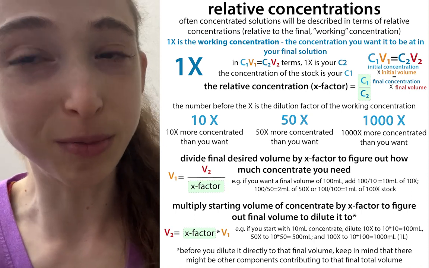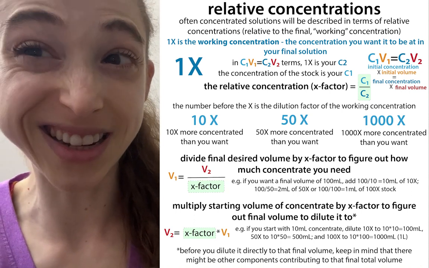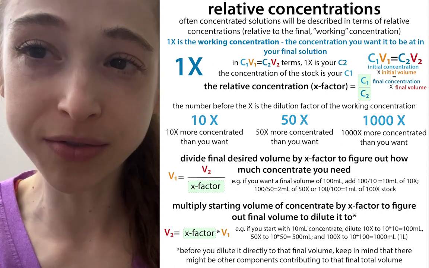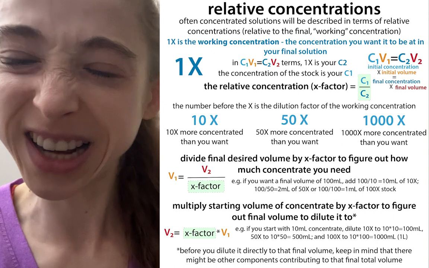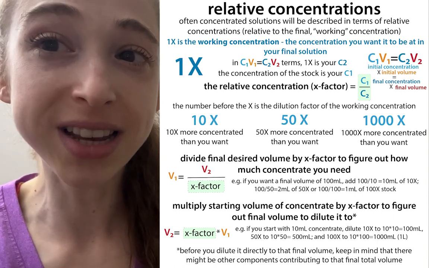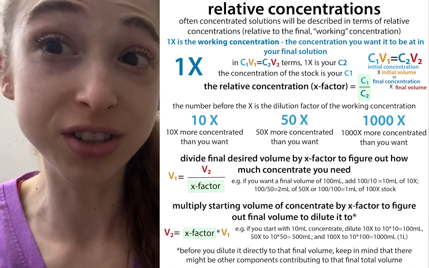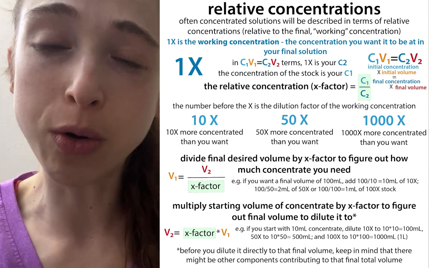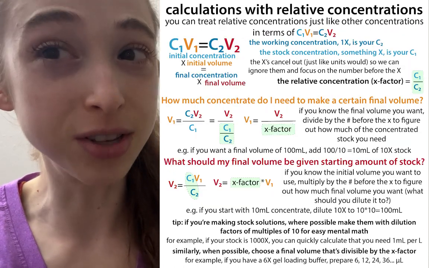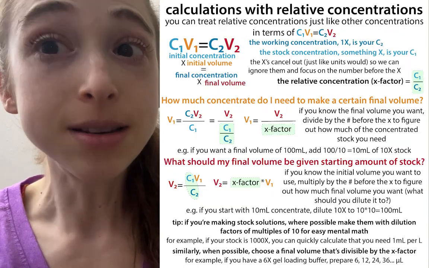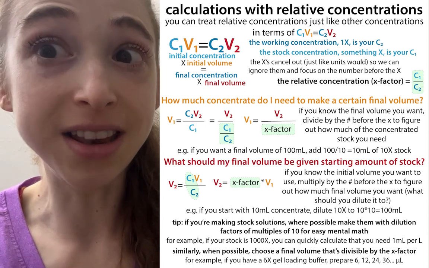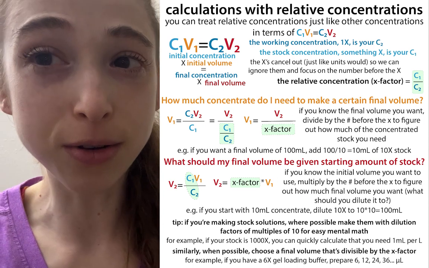It's normal to get confused when working with relative concentrations, things like 10x or 20x. Basically, the number before that x is your dilution factor, your relative concentration, your x factor. And what it's saying is that if you had a 10x solution, it would be 10 times more concentrated than you wanted to use it at. So in order to make a 1x, a working solution of it, you would want to use 1/10 of the total volume. Similarly, if you had a 5x, well, now it's 5 times more concentrated than you want, and then you would use 1/5 of the total volume.